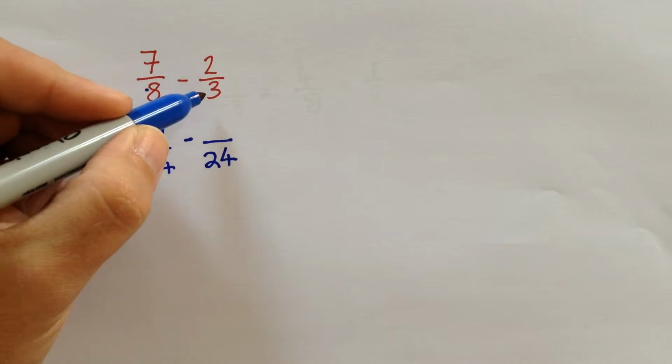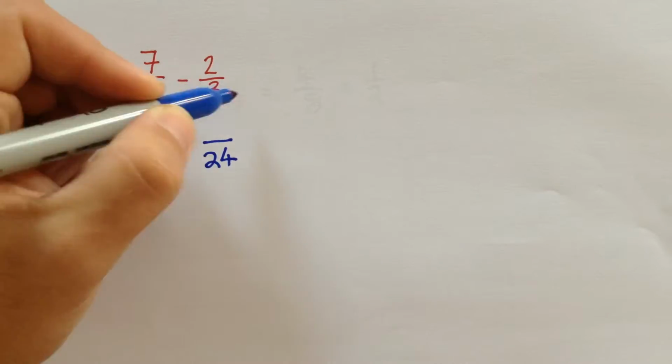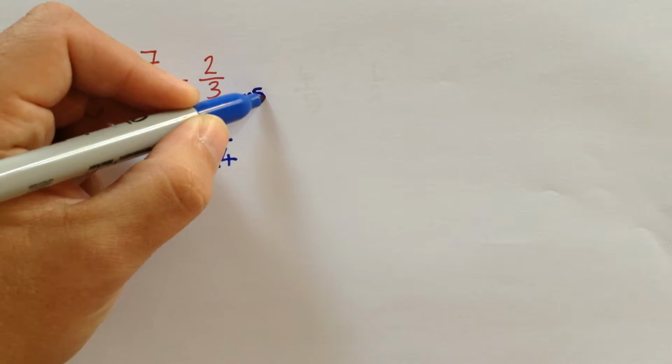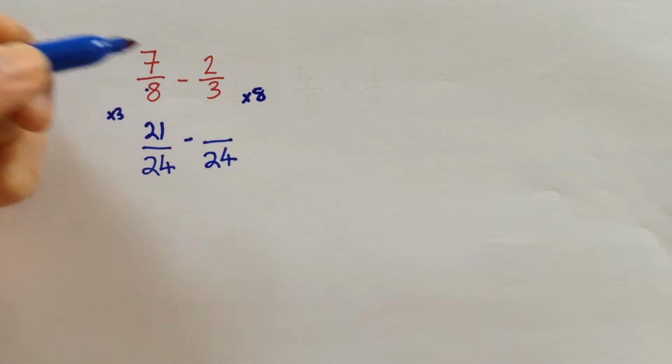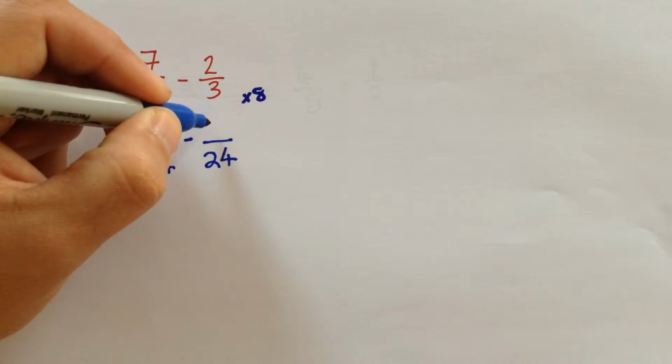For the second fraction, what do we do to 3? To change it into 24, we would have to multiply it by 8. So we do the same to the number at the top. So 2 times 8 is 16.